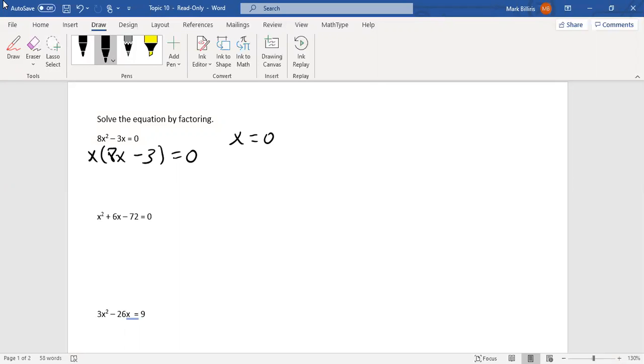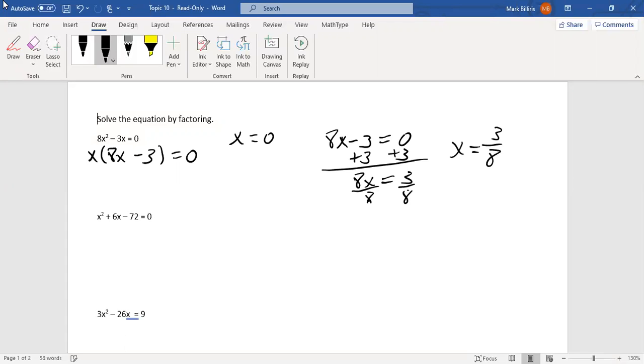So one of our solutions is x equals 0. The other we find by solving 8x minus 3 equals 0. So our other solution is x equals 3/8.